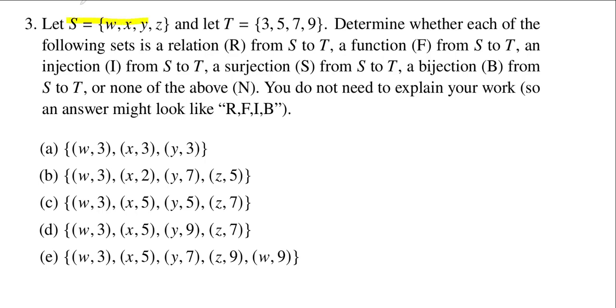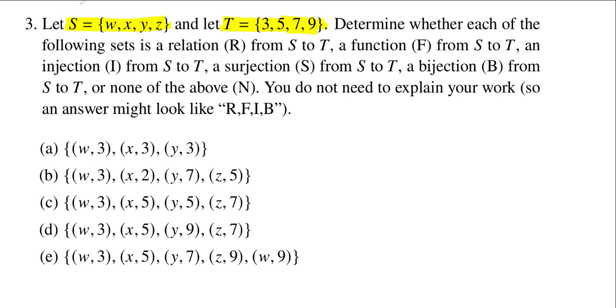S is given as a set with 4 elements, W, X, Y, and Z, whereas T is also a set with 4 elements, but they're 3, 5, 7, and 9. We want to determine whether each of the following sets, down below, is a relation from S to T, or a function from S to T, or an injection from S to T, or a surjection from S to T, or a bijection from S to T, or none of the above. Oh, how nice. We don't have to explain our work, so we just have to write down letters.